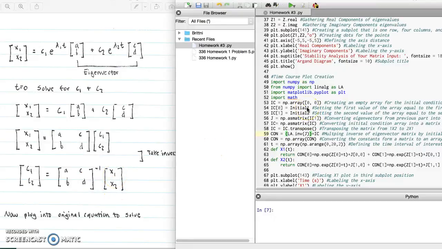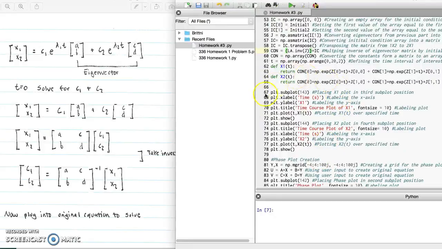So here in my code, I have my initial conditions that I'm putting into a matrix. I am then multiplying the inverse of the eigenvectors, which were previously determined in the code, times the initial condition to get the constants. I'm then determining a time range, which you could specify to be whatever you want, but I just did 0 to 20 seconds. And then I'm making functions for x1 and x2 following this exact setup here. I am then plotting them over time to see how they change based on what the user input.